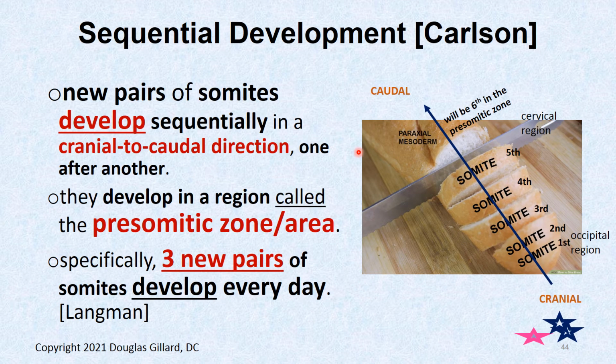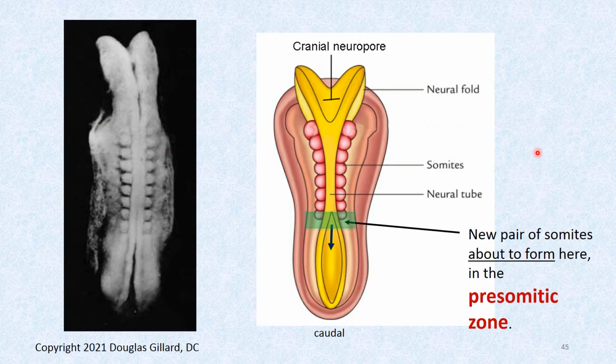All right, so new pairs develop sequentially. You should know this number: about 3 new pairs of somites form per day, to give you an idea of the speed going here. So here's the cranial region. This is the caudal region. This region where a new somite is going to form is called the presomitic zone or presomitic area. So that's important. Somite number 6 is going to be forming right here in the presomitic area. All right, here's a better picture of it. There's the presomitic area.